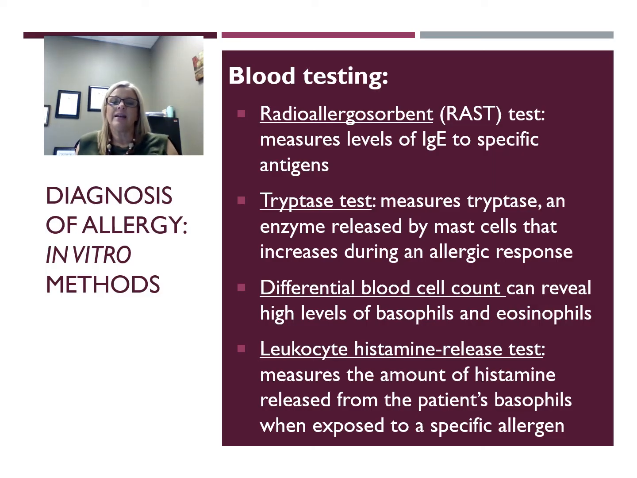All right, so how do we diagnose allergies? We have our in vitro methods, and these are things that happen outside of the living organism. So we have the RAST test, the radioallergosorbent test, which measures your IgE antibody. So remember, IgE, parasites, protozoans, right? Parasites and allergies. Tryptase test: this measures tryptase, which is an enzyme released by mast cells during allergic response. You can do a differential blood cell count and look at the basophils and the eosinophils. And then you can also do a leukocyte histamine release test, which measures how much histamine is released from the patient's basophils when exposed to a particular allergen.